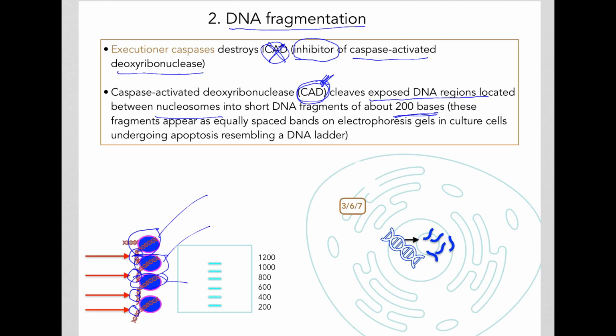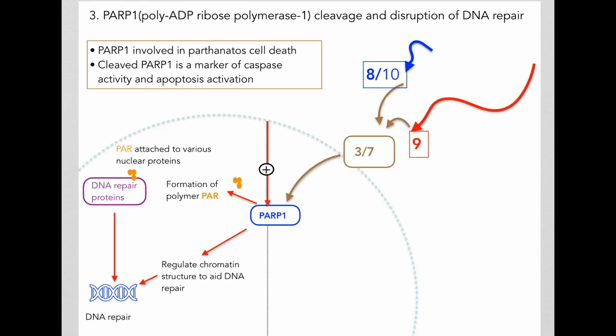And these fragments, when you run a DNA electrophoresis, look like a DNA ladder. You see, they differ by 200 base pairs: 200, 400, 600, 800, and so on. So this is what we see when we look at cells in culture undergoing apoptosis. When you run a DNA electrophoresis, this is the pattern that you see because of the action of executioner caspases.